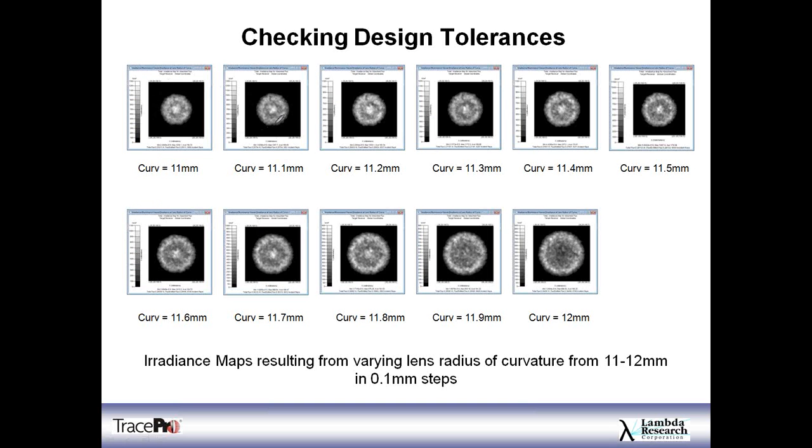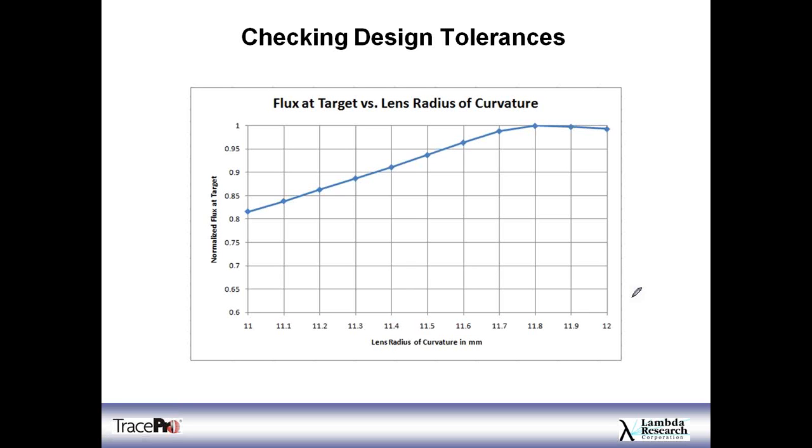Here are the results. I pulled up those saved irradiance maps, and here we go from 11 millimeters to 12 millimeters. You see the changes in the irradiance map. I actually just graphed the total flux. That's all I was looking for in this case. I normalized it to the peak value. So I see my highest value is at 11.8 millimeters on the radius of curvature, falling off in either direction.